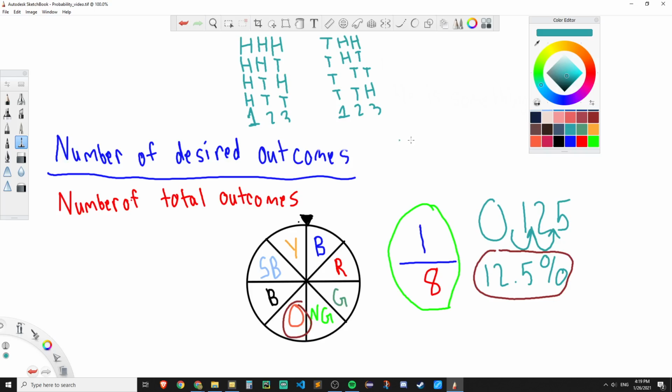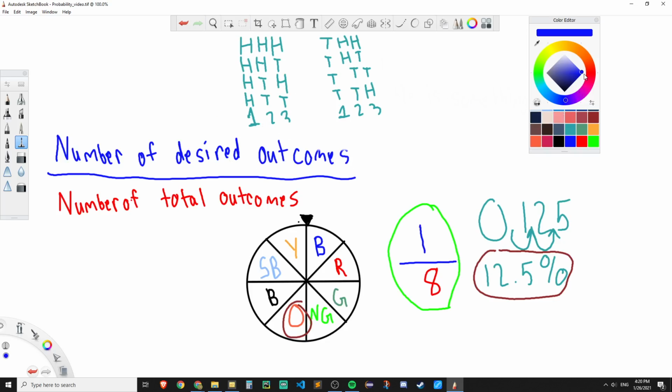So now our question here was, if I have flipped my coin 3 times, how many of these will have at least one head? So that means there could be 2 heads, there could be 3 heads, but it has to be at least one head. Well, that's our number of desired outcomes.